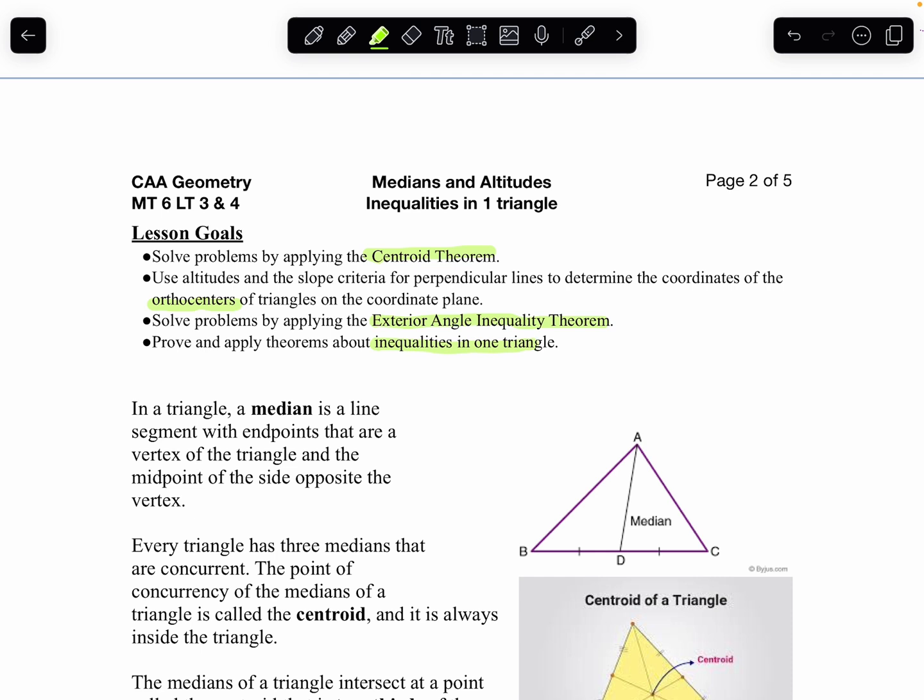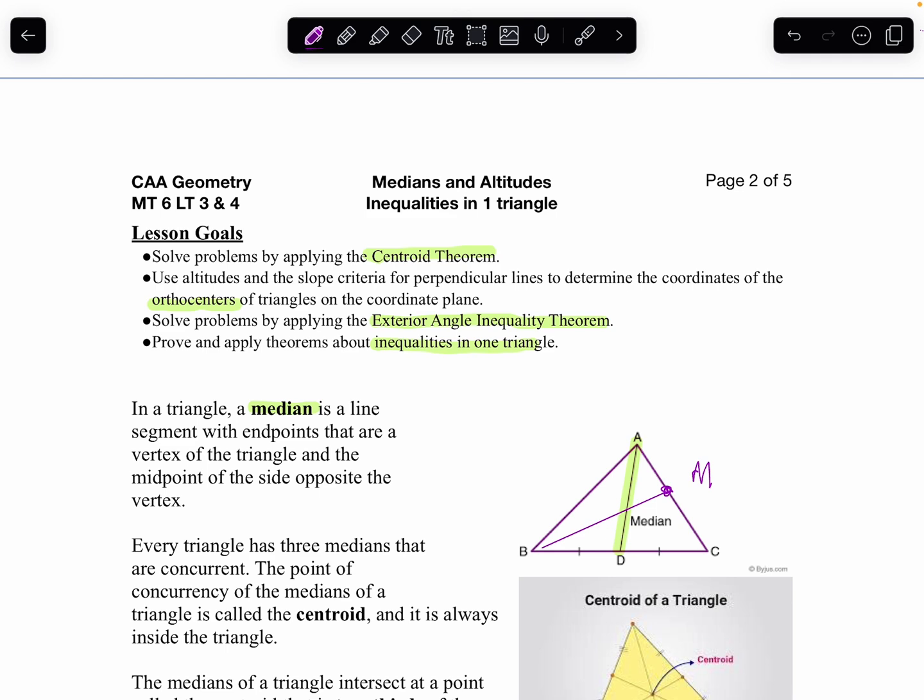First thing, a median. A median goes from the vertex to the midpoint of the opposite side. It doesn't have to be perpendicular. It doesn't have to bisect the angle. It just goes from the vertex to the midpoint of the opposite side. I could draw one from B here. So if this is my midpoint, I would connect M to B.